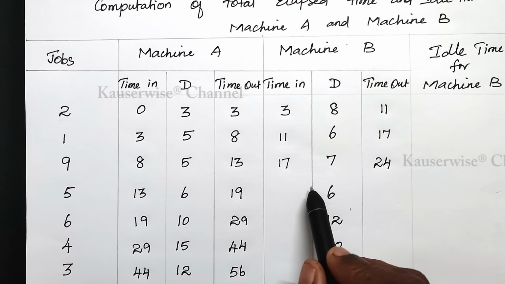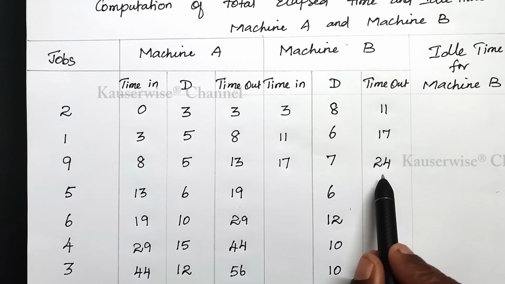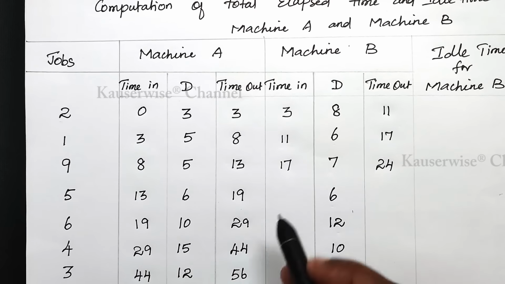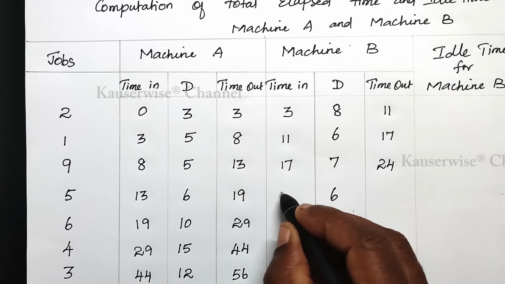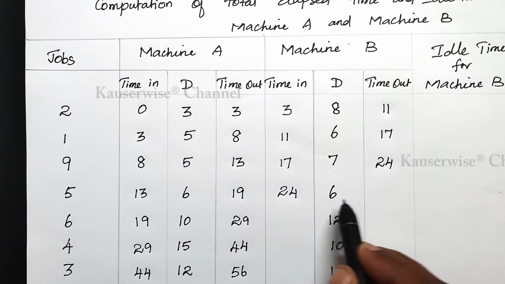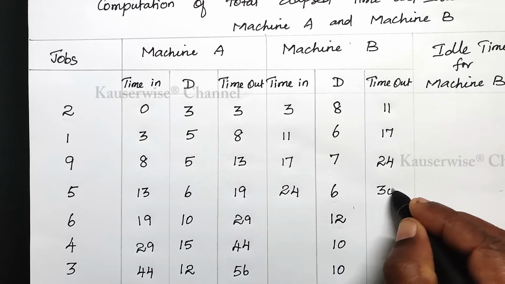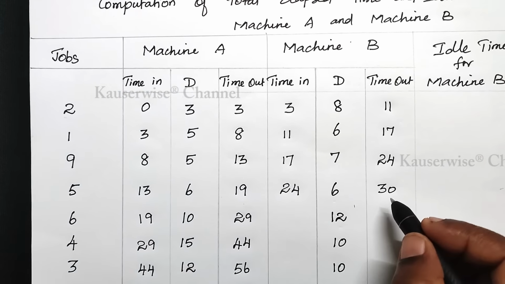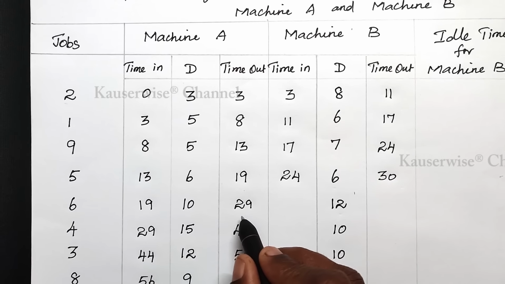In the same way, for the next job, 24 is greater than 19. So, the in time for the next job is 24 on machine B. So, 24 plus 6 is equal to 30. 30 is the out time. And the next one, 30, and the next job is 29.